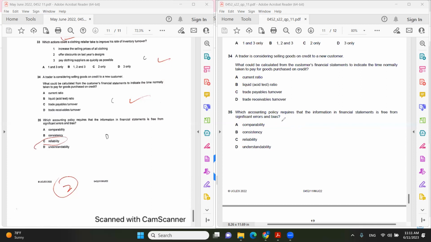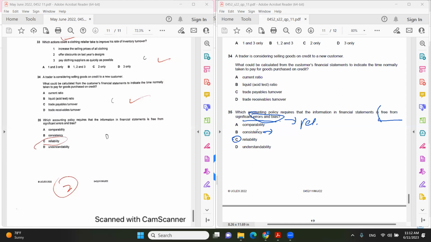Which accounting policy requires that the information in the financial statement is free from significant error? The moment you see free from error and bias, this is reliability. Consistency is under accounting principle, not under accounting policy.